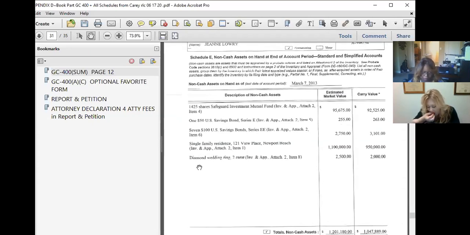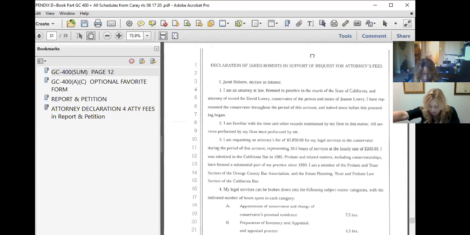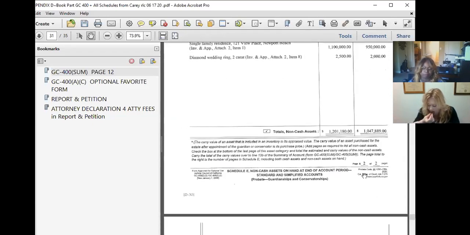And on this one, the ending inventory, we talked a bit about diamonds before. I'm not sure I would call it a diamond. I'm not sharp enough to know what's a diamond and what's not. A cubic zirconia looks pretty good to me. So I might not go and assert it unless there's some kind of jeweler's appraisal or something like that. I would just call it a wedding ring.